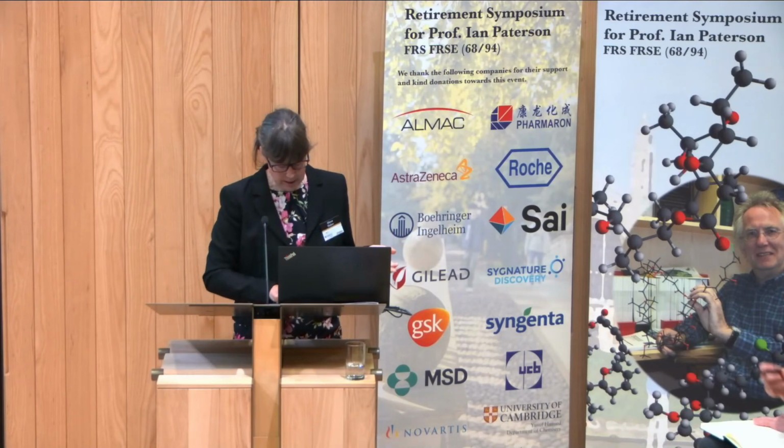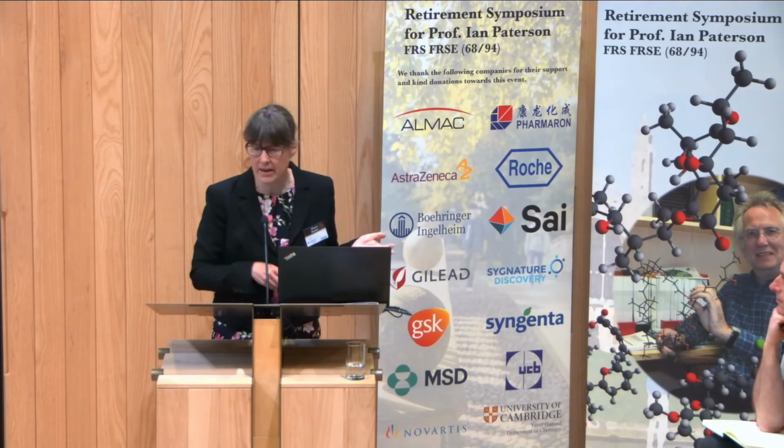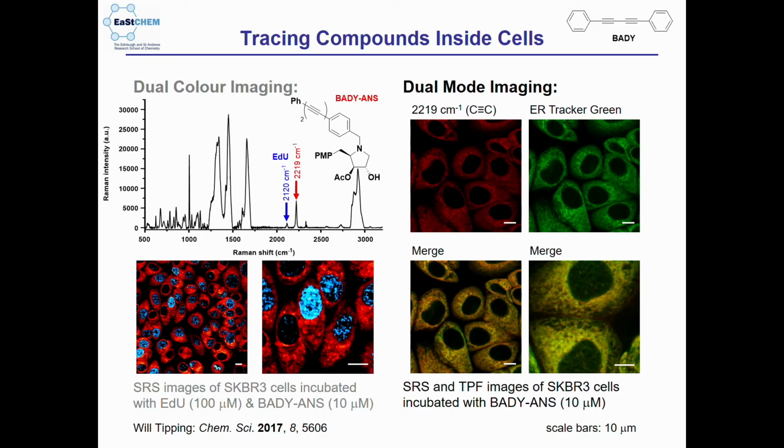So you can see dual color imaging. Whilst I'm talking about it, you can also do dual mode imaging because we have a 2-photon fluorescence capability on this microscope as well. So we can look at things like standard fluorescent trackers for organelles and see how that matches with compounds that we're actually tracking inside the cell.